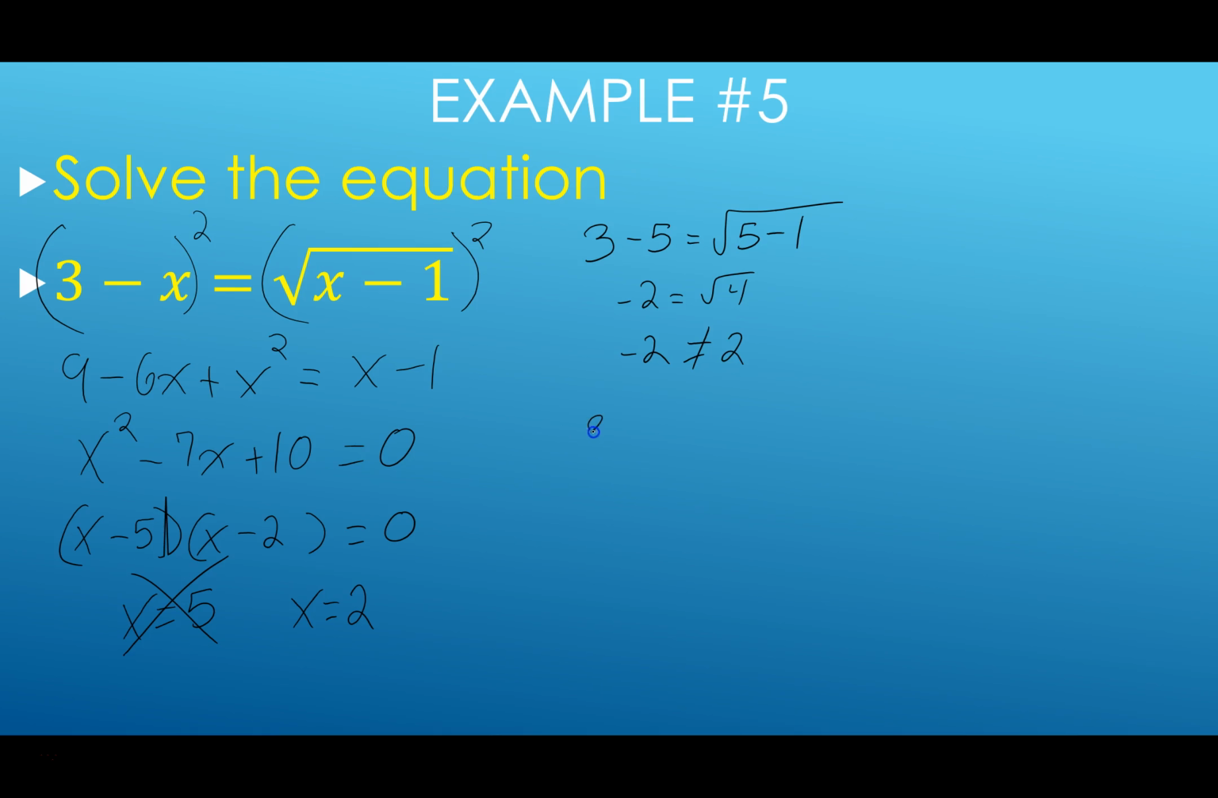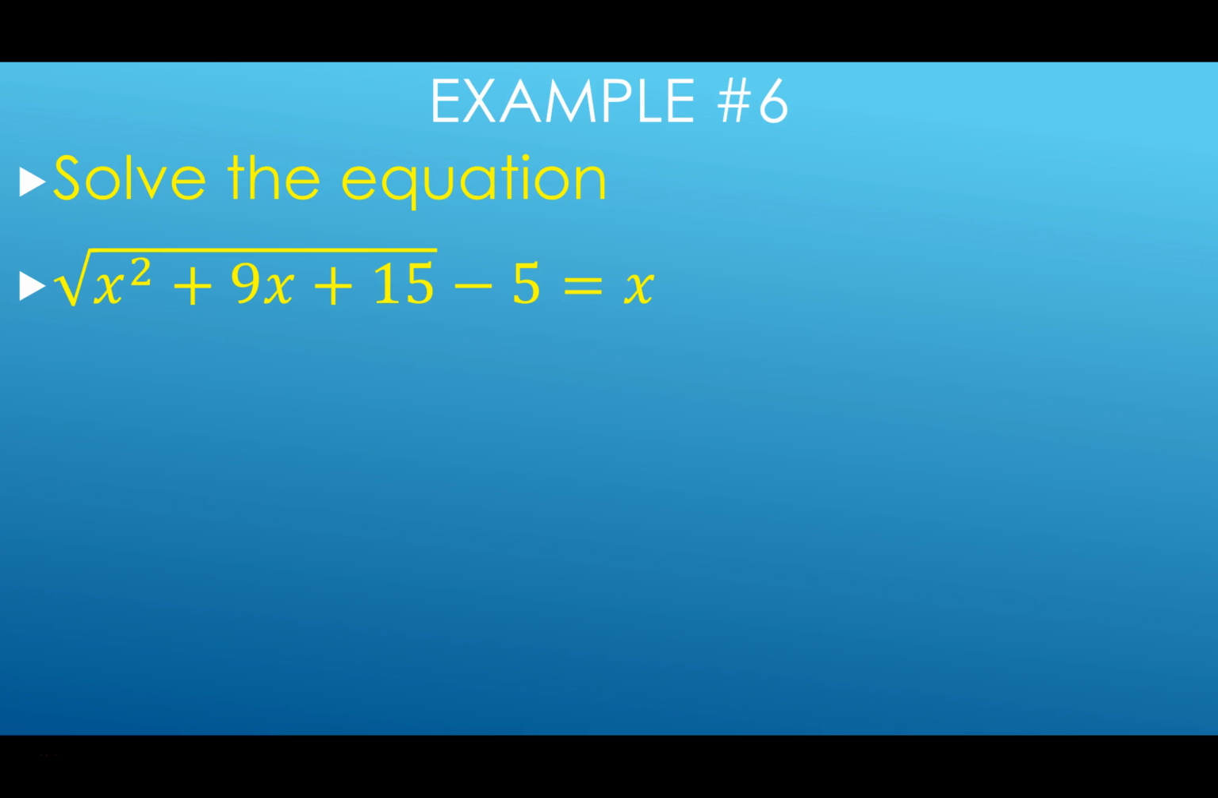We plug in 2. 3 minus 2 equals square root of 2 minus 1. 1 equals square root of 1. 1 does equal 1. So x equals 2 is the only solution for this particular problem. This is what I was referring to in the previous example. Don't assume the bigger number has to work. It's easily designed here where the bigger number didn't work. So always plug them in to verify.